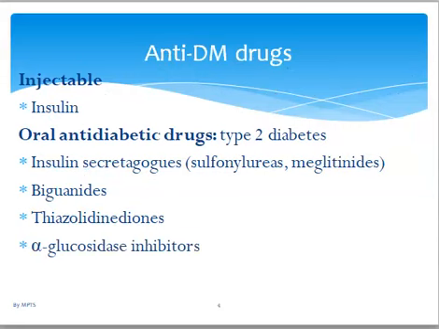Let us look at the anti-diabetic drugs. We have insulin, the release hormone. We also have the oral ones, mostly used in type 2. The secretagogues include sulfonylureas and meglitinides. We have the biguanides, the thiazolidinediones, and the alpha-glucosidase inhibitors. We have others which I didn't talk about, as these are the common ones which we find in pharmacies.